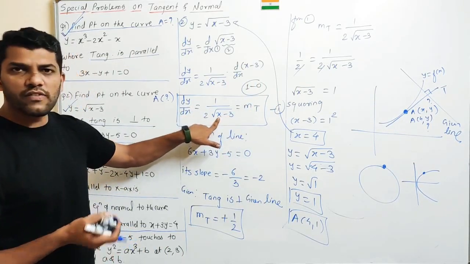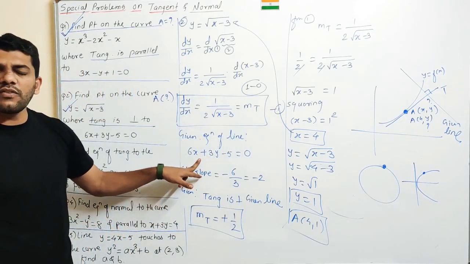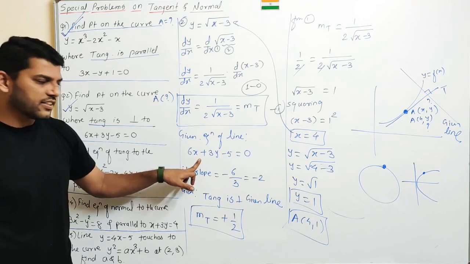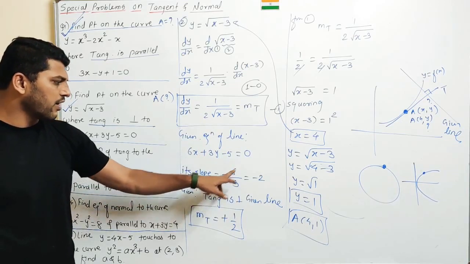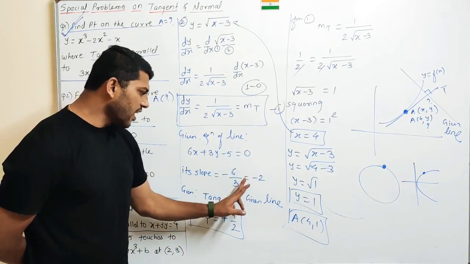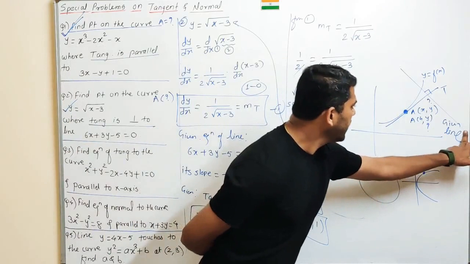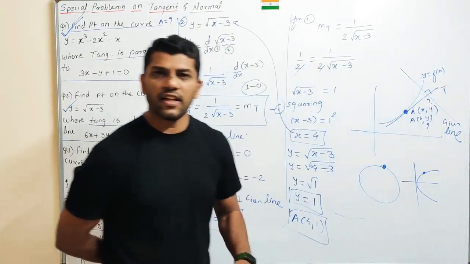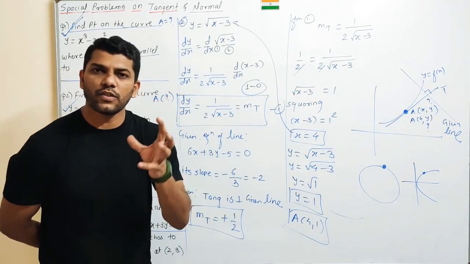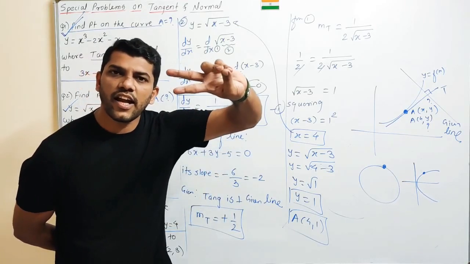Only thing is we don't know the value of x, so keep this as it is, and mark this as 1. This is the equation of the given line which is perpendicular to the tangent. Find its slope using minus x coefficient divided by y coefficient. The slope of this line is minus 2, but this line is perpendicular to the tangent, and we know from the coordinate geometry chapter on lines that if two lines are perpendicular, then their slopes are negative reciprocals.